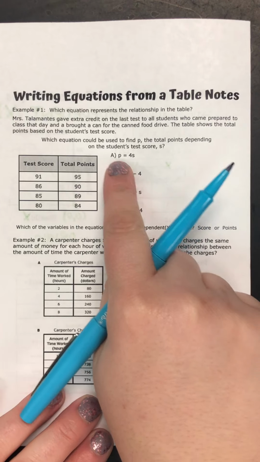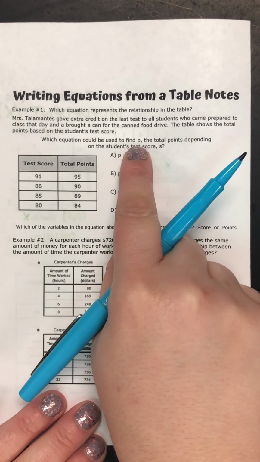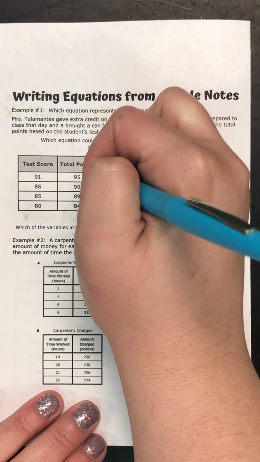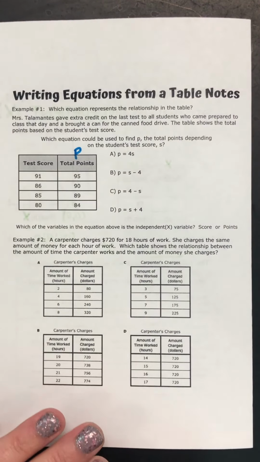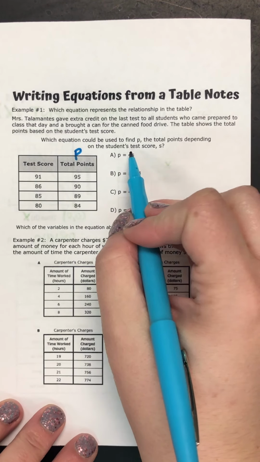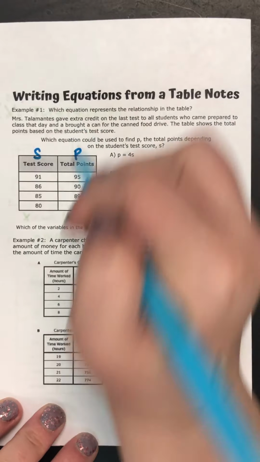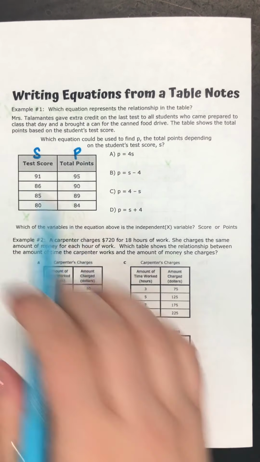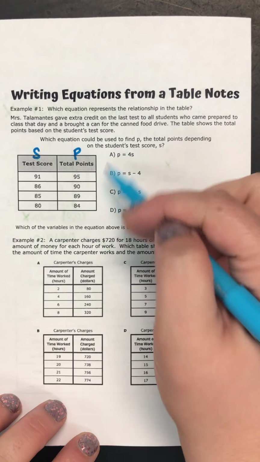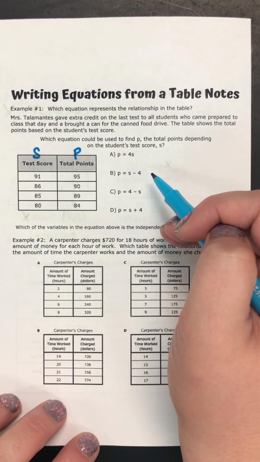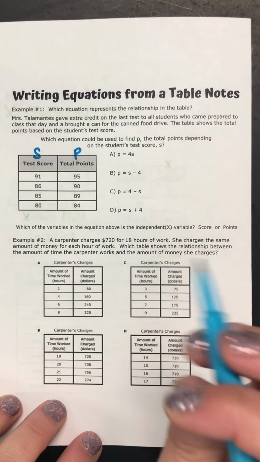So we have the letter P and the letter S. Obviously P, they told us, stands for the points. So above points, I'm going to write the P. And then it says test score is S. So above test score, I have my S. So we have score and points, and it's really important that we know which one is which so that when we plug into our equations, we know that we're plugging in the right number, okay?